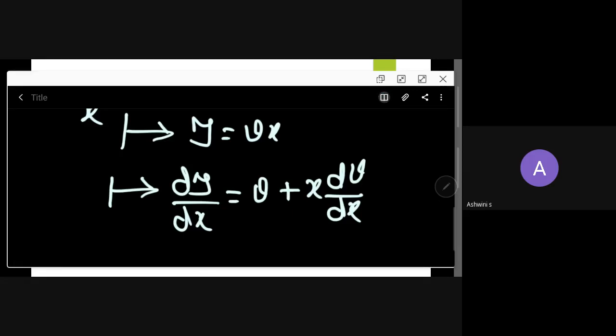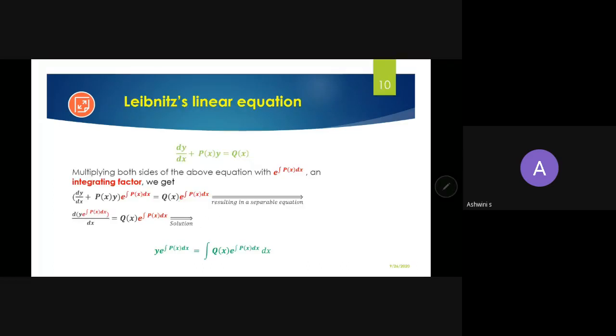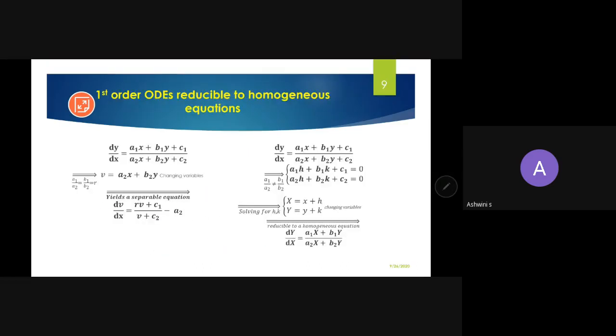That is what I'm saying here. It becomes a separable equation if you substitute that there. So ultimately, if it is a homogeneous equation, we can always reduce that into a separable equation. That is what we have told. We have to go for the problem solving session, then you can understand these ideas.